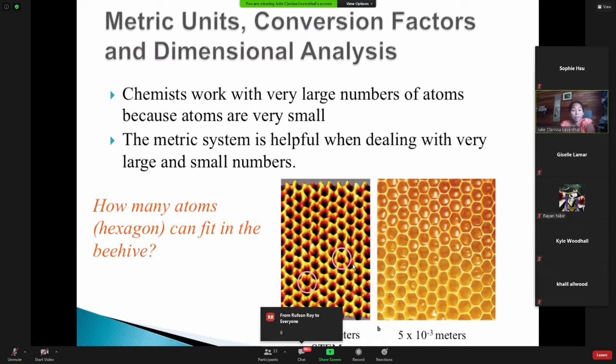The beehive is bigger than your hexaatom system, right? Why? How did you come to that conclusion? Why would you say a beehive is bigger than a hexaatom?